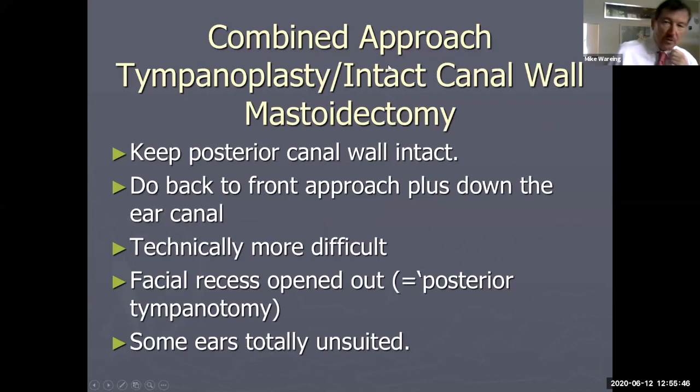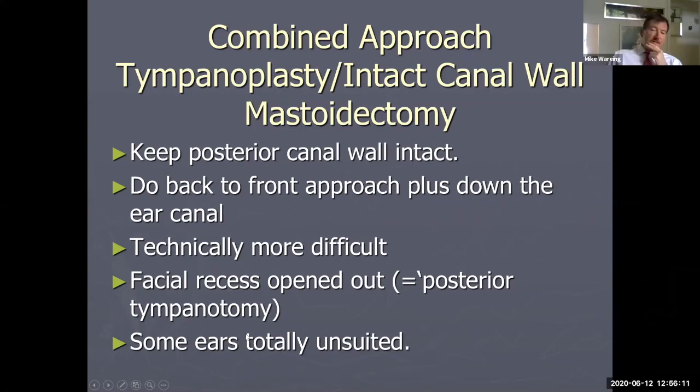So we move on to combined approach tympanoplasty or intact canal wall mastoidectomy. So the idea here, we've gone over it a bit already, is to keep the posterior canal wall intact, and you basically do a cortical mastoidectomy, and you go down the ear canal, lift the eardrum up. More difficult, you open the facial recess out. So the Americans call it a facial recess approach. We call it a posterior tympanotomy.